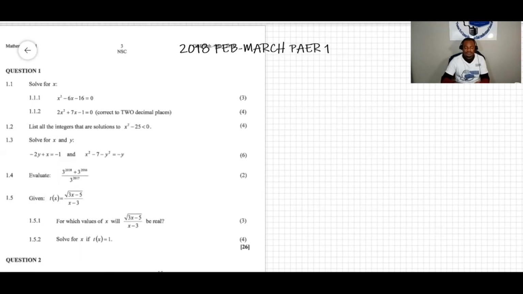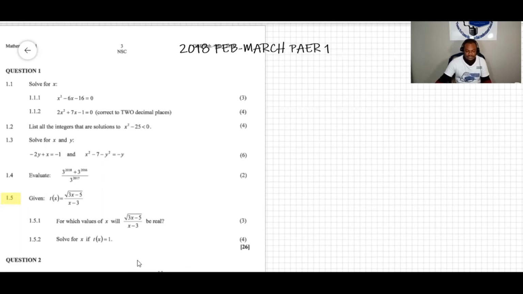Well, in the previous videos, we did question 1.1 through question 1.4. Now we're going to do question 1.5. The question says that given r of x equal to the square root of 3x minus 5 all over x minus 3, for which value of x will this expression, root of 3x minus 5 over x minus 3, be real?